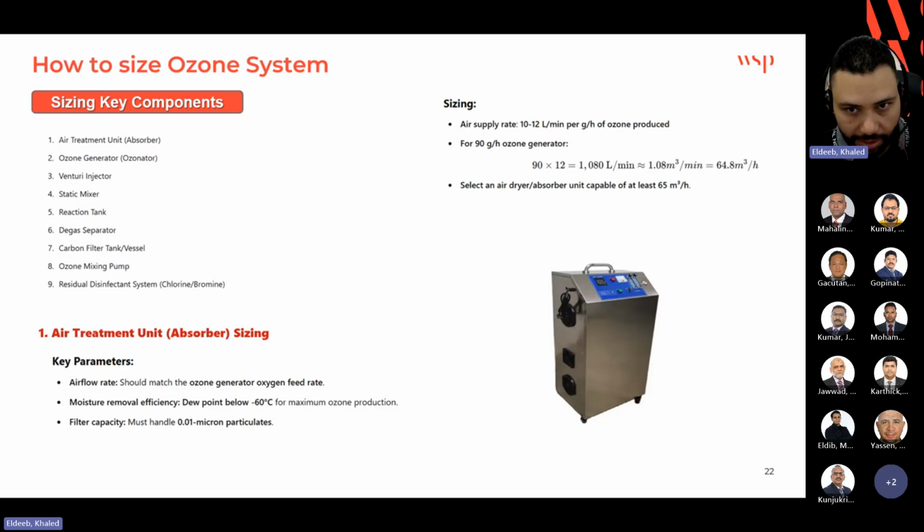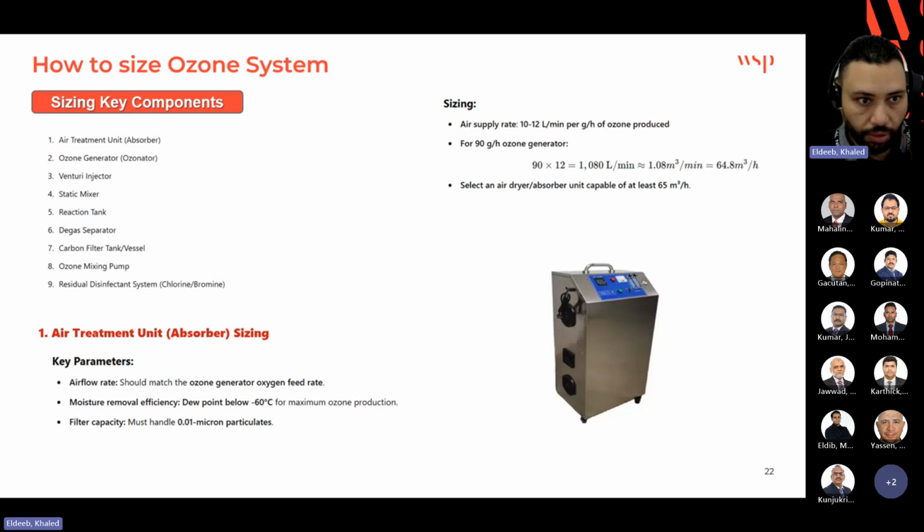The first one, the air treatment unit. So the absorber, how to do sizing for this one? The purpose of this unit is to remove the moisture and contaminants from the air, as I just explained, before ozone generation, to improve efficiency and also prevent damage to the generator. So the sizing factor of this unit is the airflow rate in cubic meter per hour. In order to size this, you go to the vendor and tell him you need to purchase this one, and he will ask you what is the airflow required. Based on the ozone generator capacity, we can size this air treatment unit.